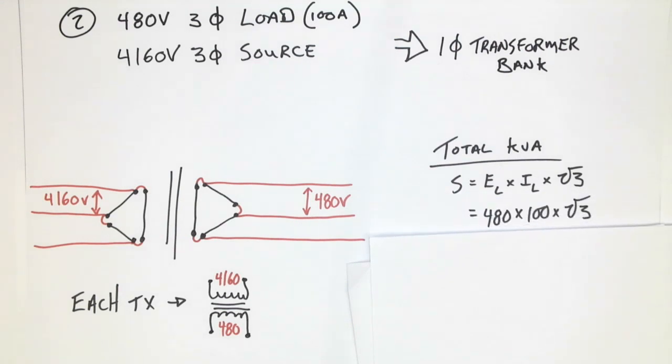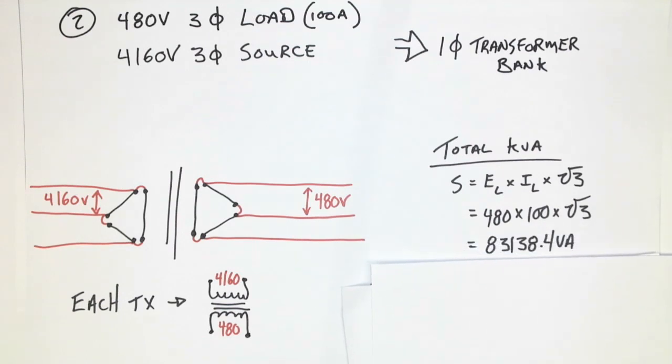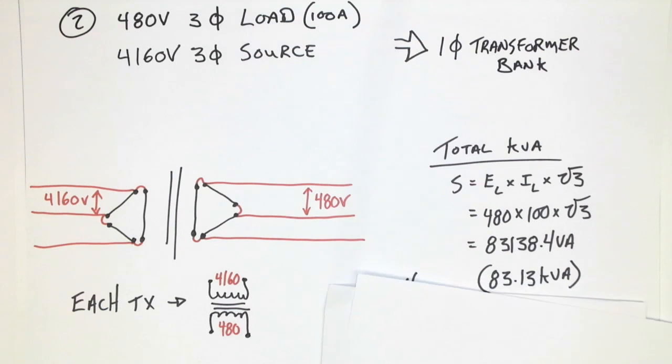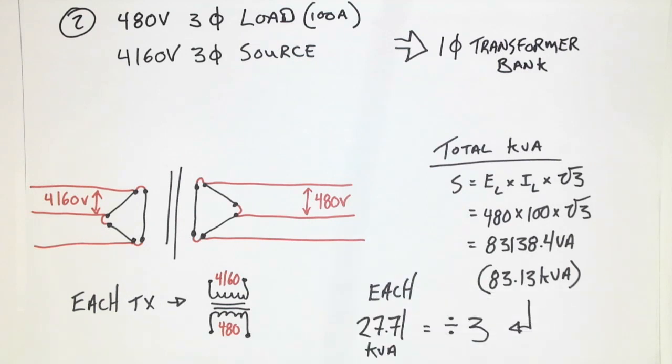If we are then to apply the 480 volt times 100 amps on the secondary by √3, we end up with a total VA requirement of just over 83,000 VA. Now that would then mean that we have 83.13 kVA total. But we're not purchasing a three-phase transformer. Rather, we are going to purchase three individual single-phase transformers. And due to that, we can take the total value and divide it by 3, giving us a 27.71 kVA minimum requirement for our individual transformers.